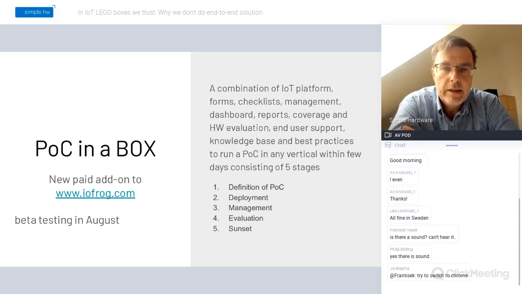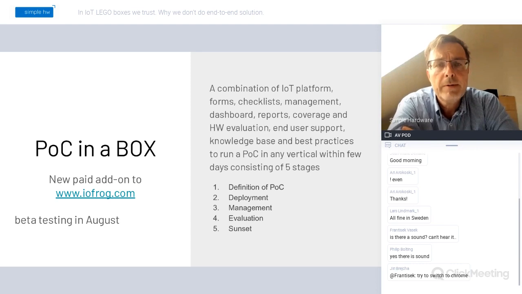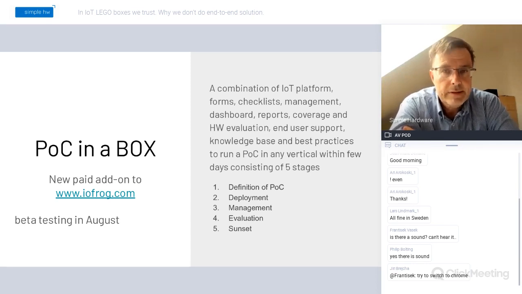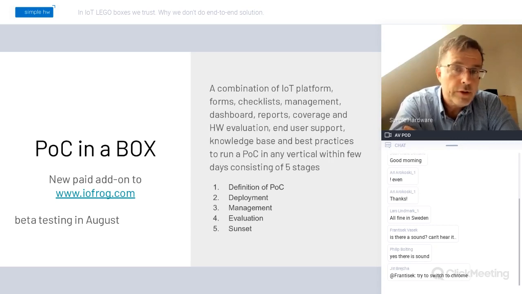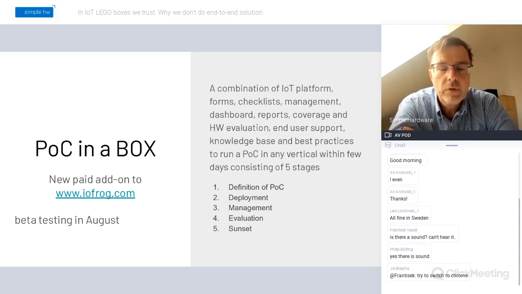So what we are currently working at is a paid add-on to the IoT platform. It's something that will not be exclusive to SimpleHW. It will be available for all the verticals and all the hardware that is supported by IoT. IoT supports currently 50 different hardware devices, I don't know, 15 different hardware producers. So it's a universal POC in a box. It's not exclusive to SimpleHW.